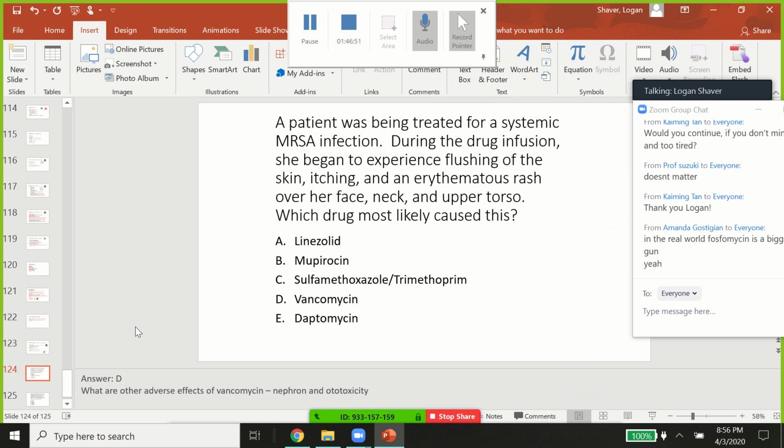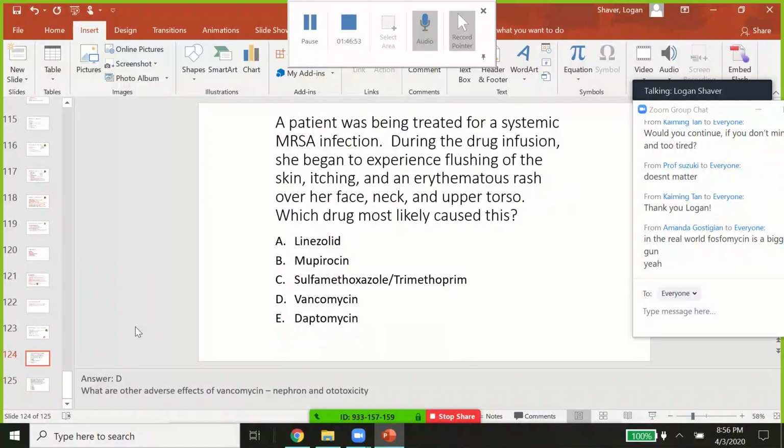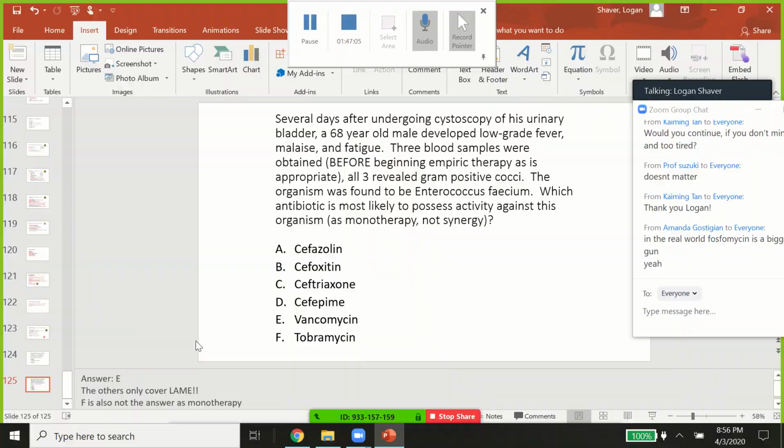So nephrotoxicity and ototoxicity, the answer is vancomycin, but then she asks what other adverse effects? Then it's nephrotoxicity and ototoxicity, as well as red man syndrome. And then of course you have this one, and the answer is also vancomycin, but it's more asking you, I think, to discover if you understand the question basically. So I put all of that down here, and also why it's not F, because it's monotherapy.